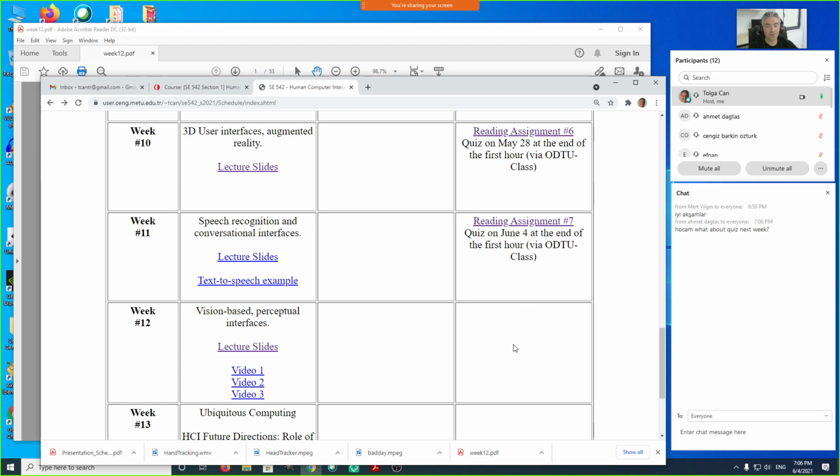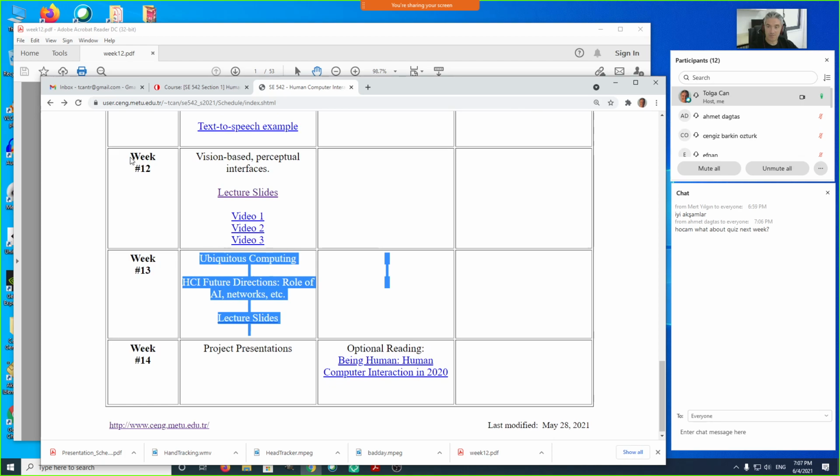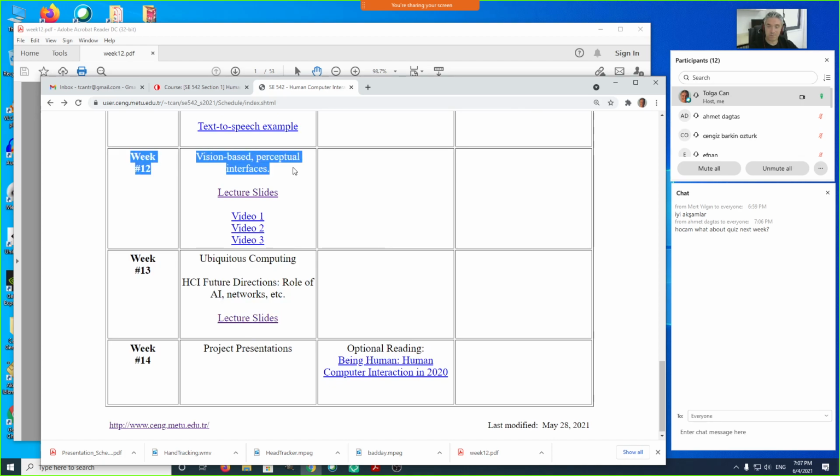Okay, so 2 weeks from now. Is that clear? Which means that you will have 2 weeks for the reading assignment, and we will have our last lecture on the 18th of June. Since, as you can see, we are currently talking about week 12, we are 1 week ahead of schedule, and that's why we have 1 week to spare, and we are going to spare that week next week.